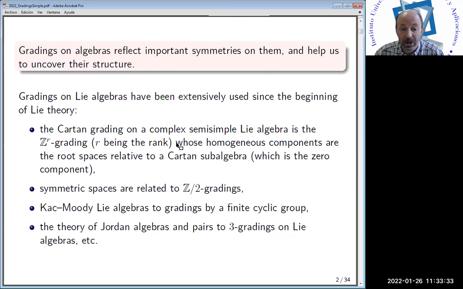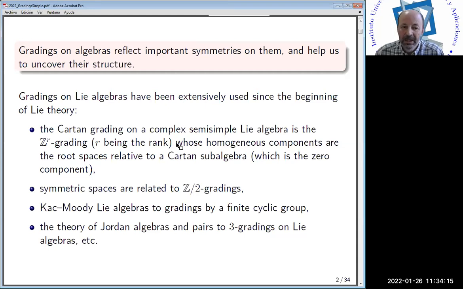But gradings by smaller groups like the integers modulo 2 have been important too in dealing with symmetric spaces in geometry. Or when one considers the affine Kac-Moody Lie algebras, one starts with a grading by a finite cyclic group on a simple Lie algebra and considers the corresponding loop algebra, adds a center and a derivation on top, and gets the Kac-Moody Lie algebras.